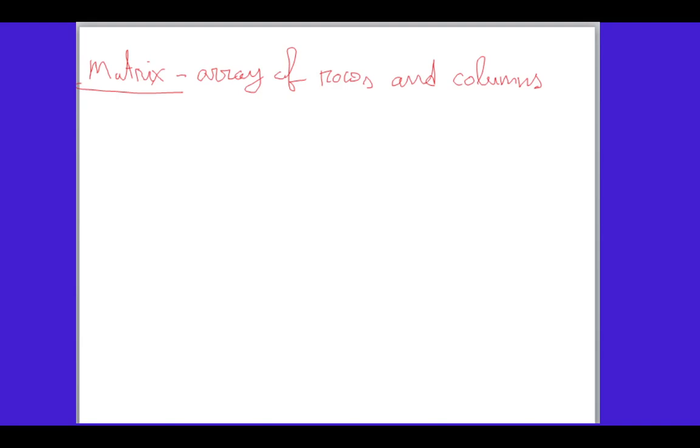How is a matrix written? A matrix is written in a bracket, third bracket. Suppose this is a matrix A, B, C, P, Q, R. A matrix is denoted by a capital letter.